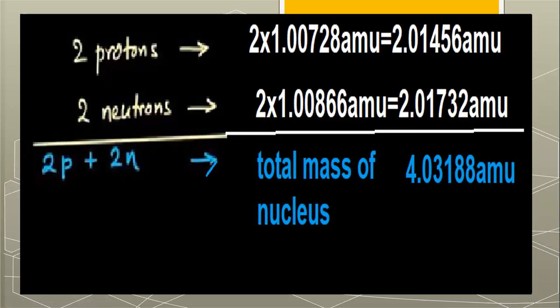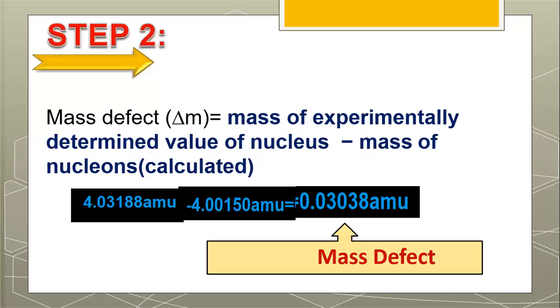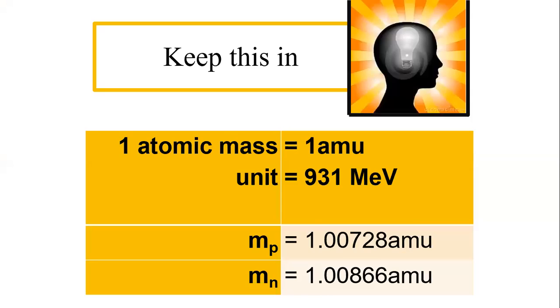So there is a difference between the calculated value and the experimentally determined value of the binding energy of the helium nuclei. There is a lot of difference, and this difference is known as the mass defect phenomena.